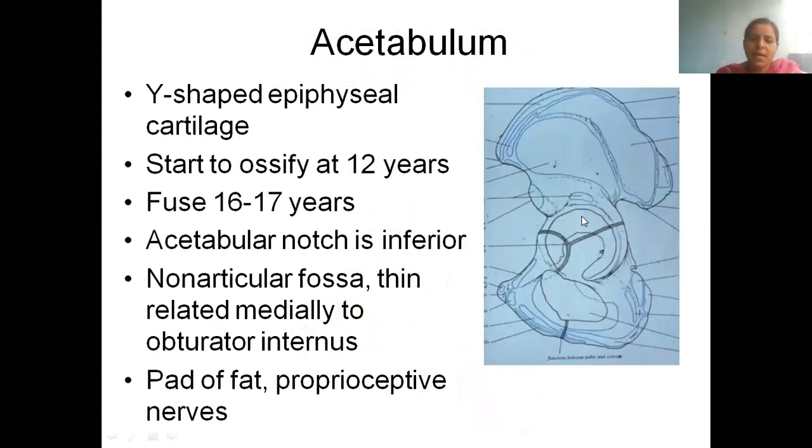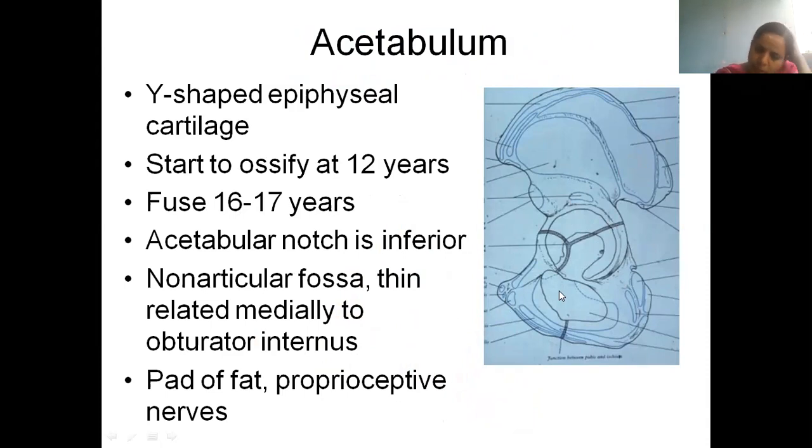Now what is this acetabulum? If you recollect the hip bone, it is actually a socket where you will see there is a Y-shaped epiphyseal cartilage. It starts to ossify at the age of 12 years and completely fuses by 16 to 17 years. So when you look at the acetabulum, it has a notch inferiorly. You call it the acetabular notch.